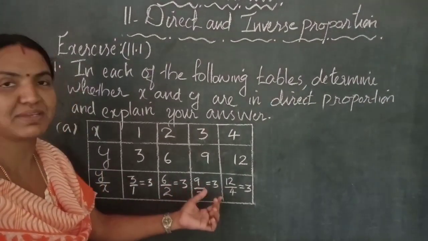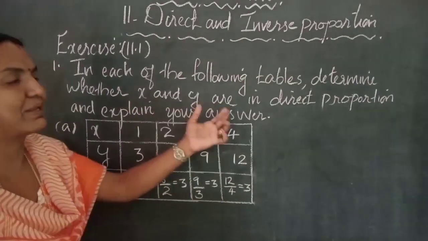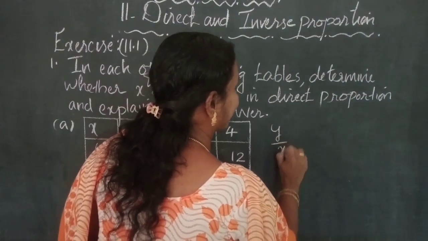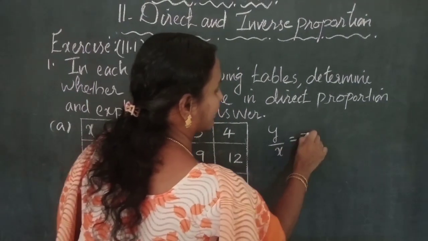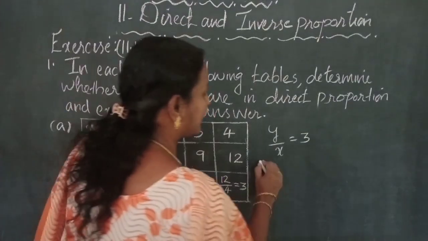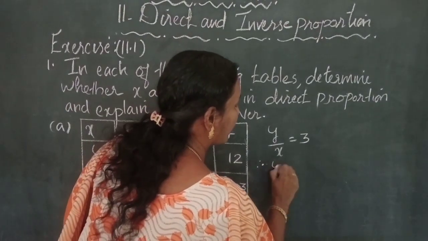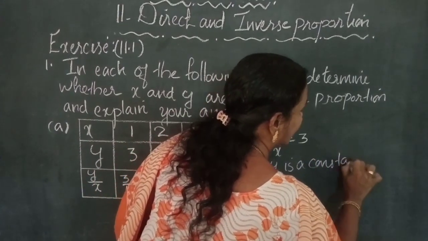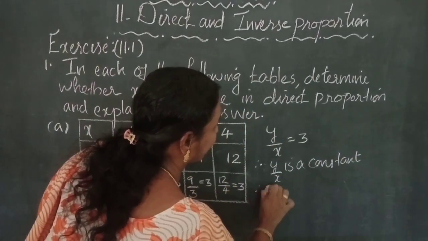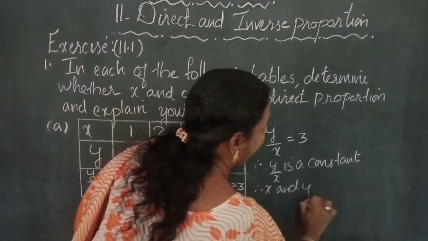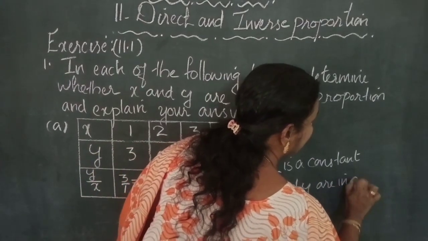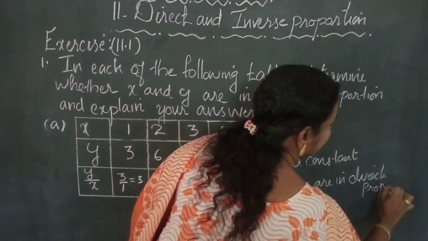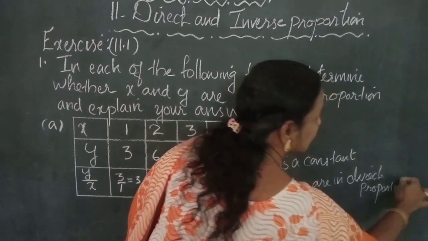Y by x is a constant means therefore x and y are in direct proportion. So y by x is equal to 3. Therefore y by x is a constant. Therefore x and y are in direct proportion.